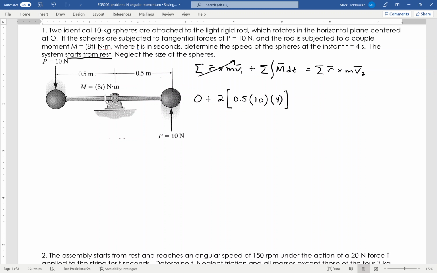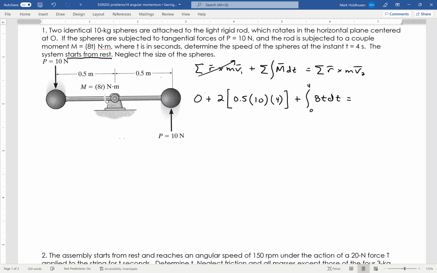Now, the other thing that I've got is the 8t. This is also a positive moment. However, this one I do need to do integration because it changes as a function of time from 0 up to 4. And what does this equal?